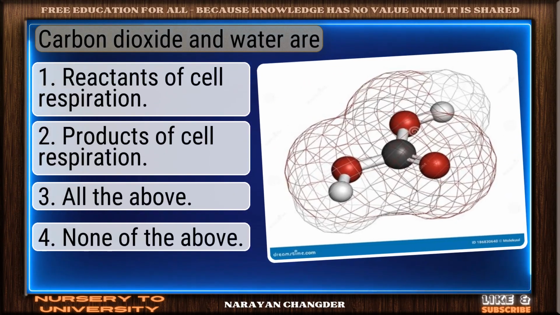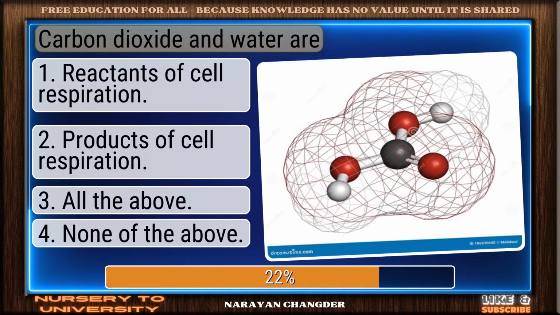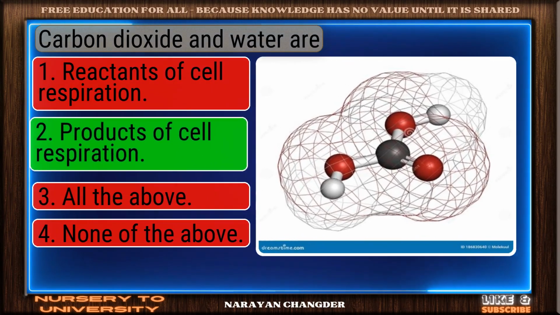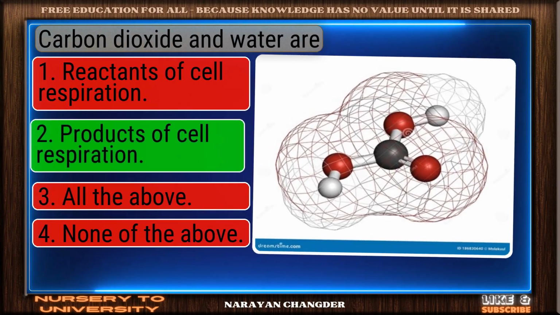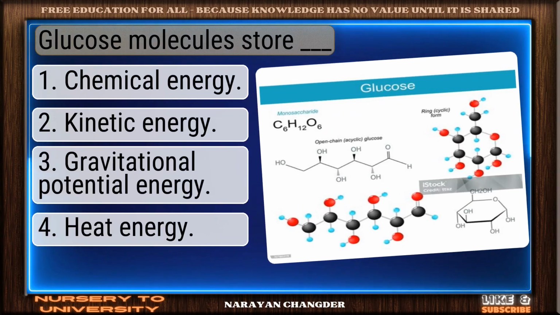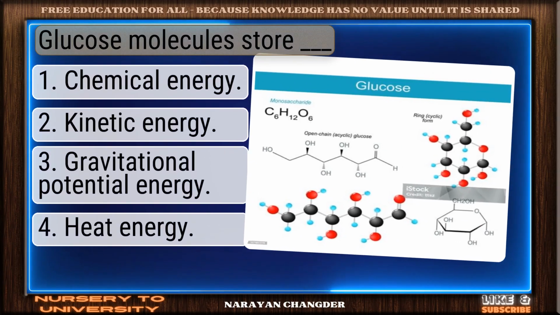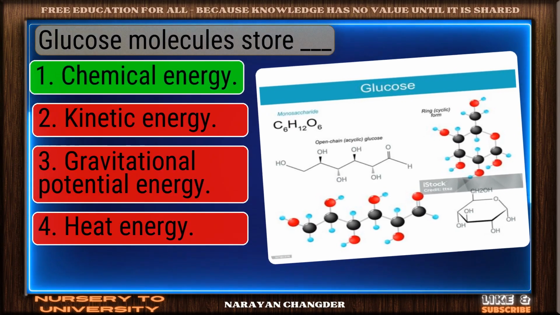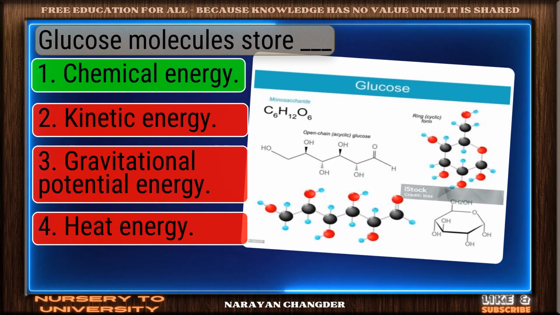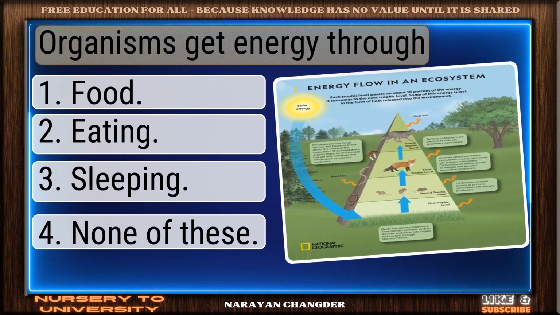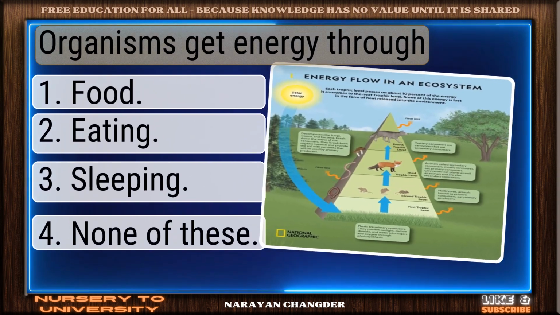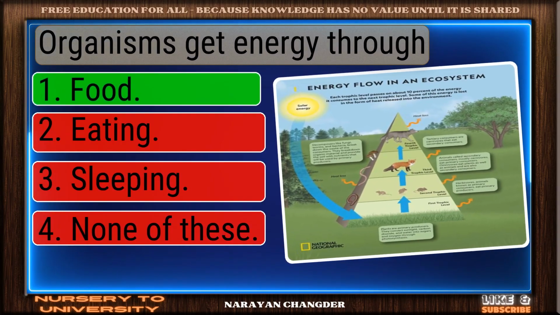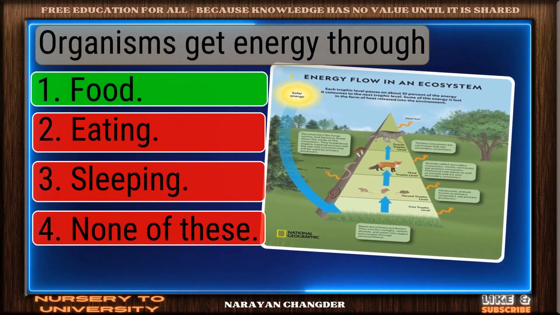Question number 232. Carbon dioxide and water are. Great thinking. Products of cell respiration is the right choice. Question number 233. Glucose molecules store dash. Well picked. Chemical energy is the correct answer. Question number 234. Organisms get energy through. Exactly. Food makes sense and it is right choice.